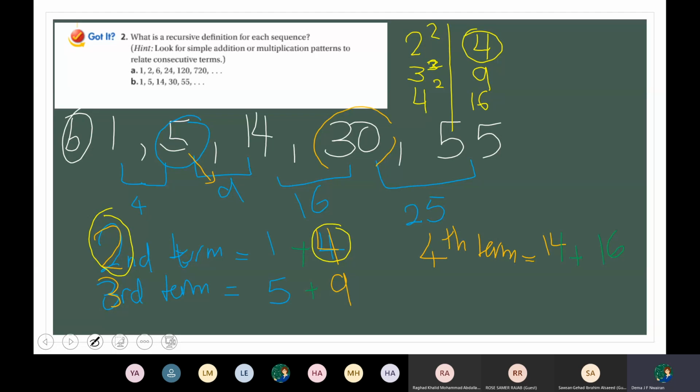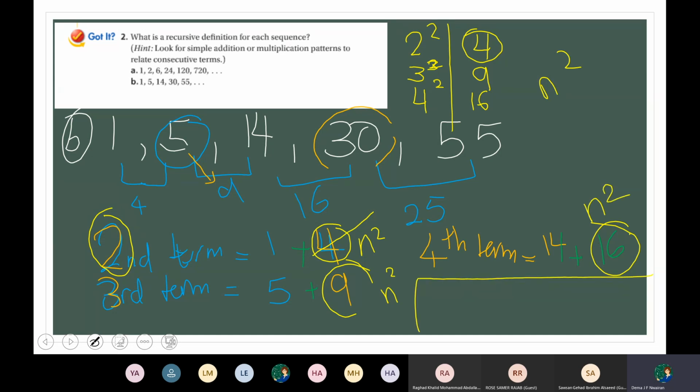4 squared is 16. What does it mean? That instead of 4, I will write n squared. And instead of 9, I write n squared. And instead of 16, I will write n squared. So the formula is a of n. As you see here, I will now translate my numbers into a formula. A of n is a of n minus 1 plus n squared. Is it clear now? Yes.